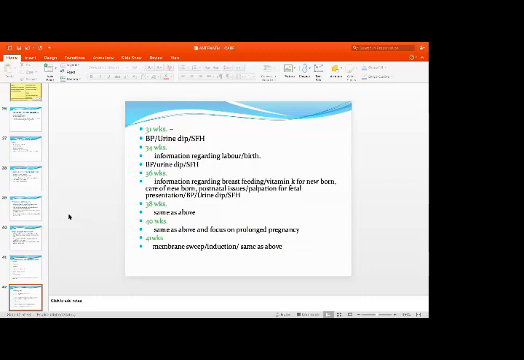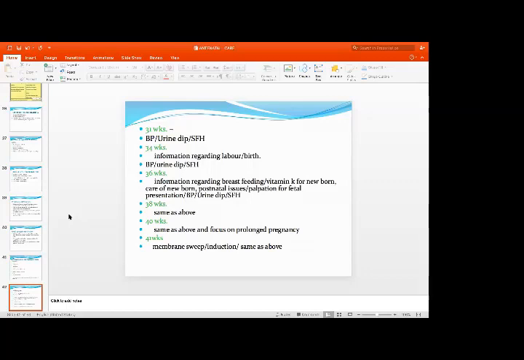And she is also given vaccination for tetanus as well. At 38 weeks, the same things are repeated. And at 40 weeks, again, we will do the same: check her blood pressure, symphysiofundal height, proteinuria, and presentation, fetal heart sounds, and her fetal kick count.